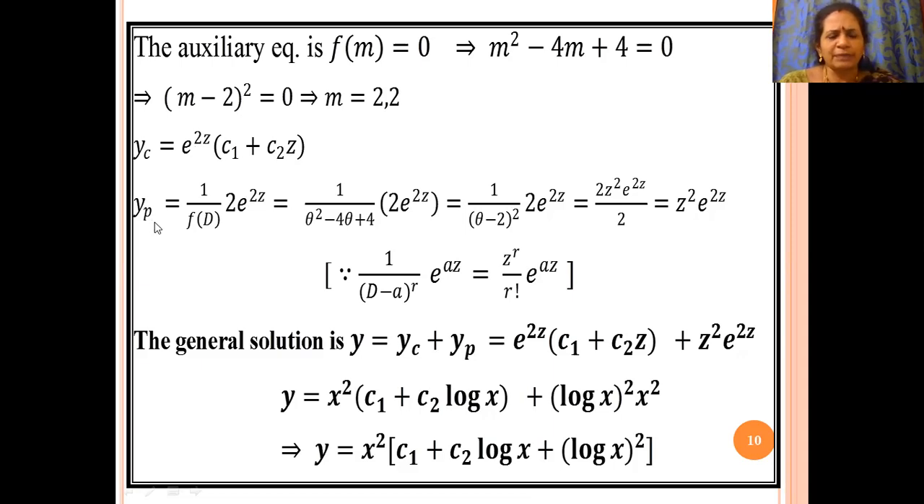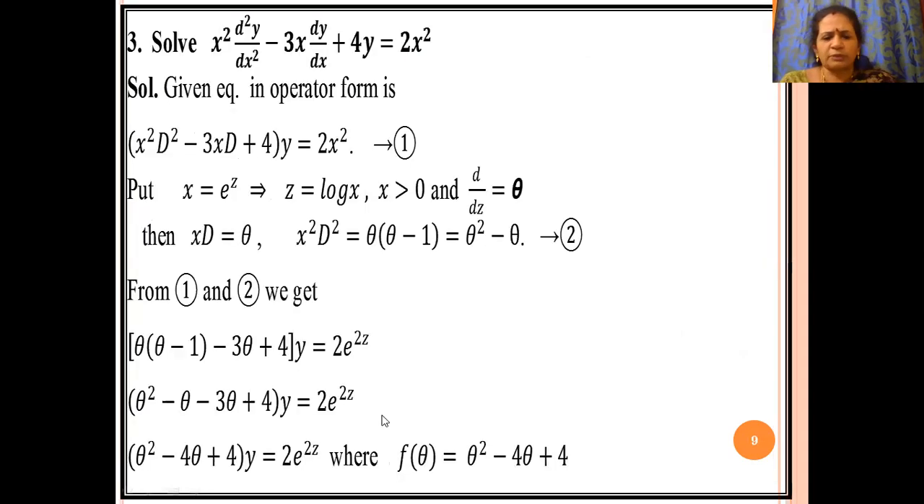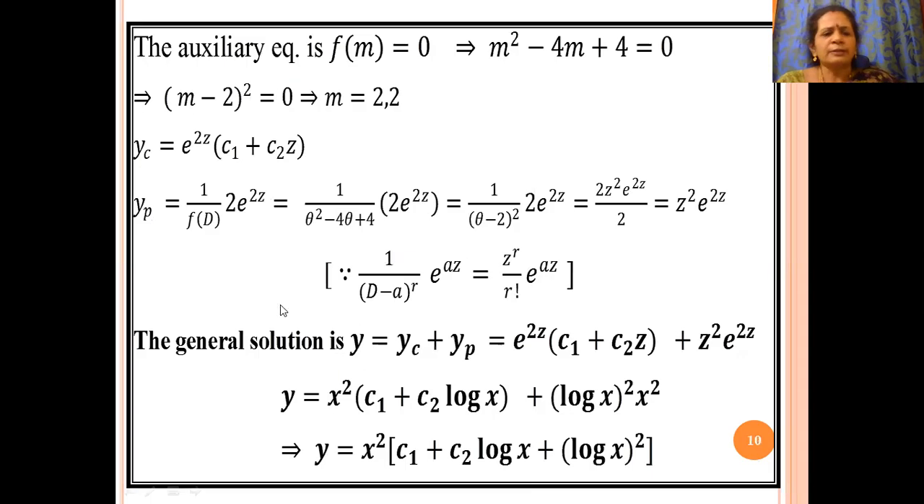So from this, after construction of the yc, then go to the yp. yp can be written as 1 by f of D into Q. What we got as Q from the previous slide is 2 into e power 2z. Right? So here 1 by f of D into 2 into e power 2z. What is f of D? D square minus 4D plus 4 can be written as (D minus 2) whole square.